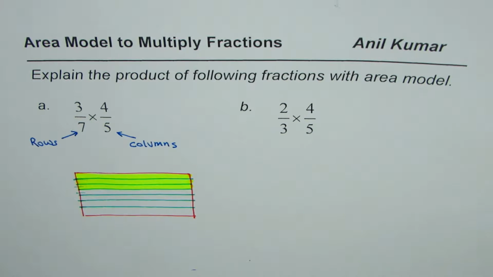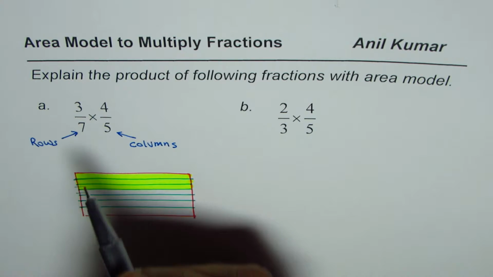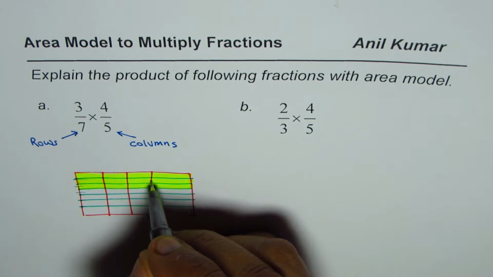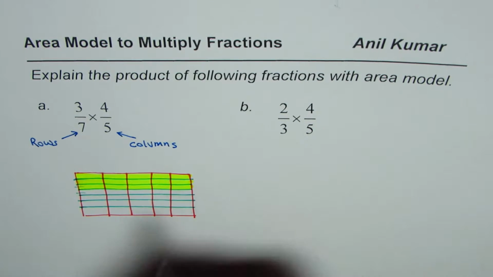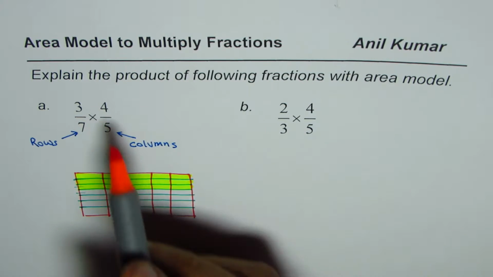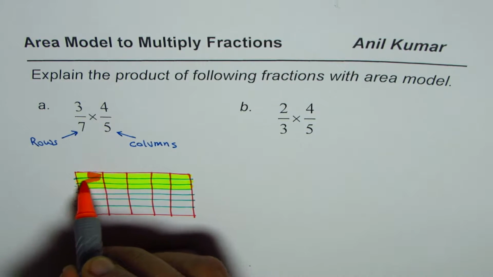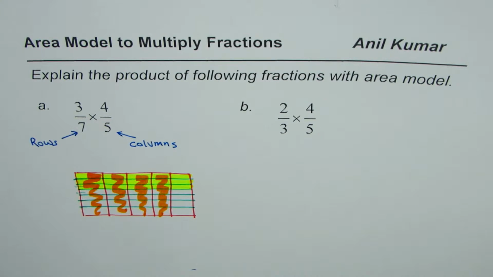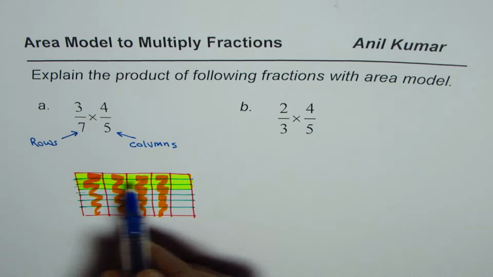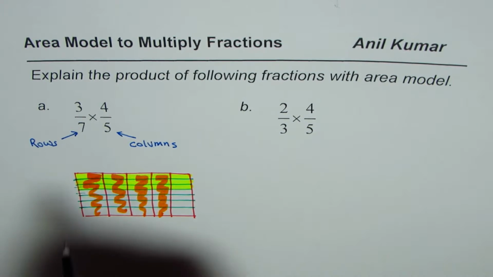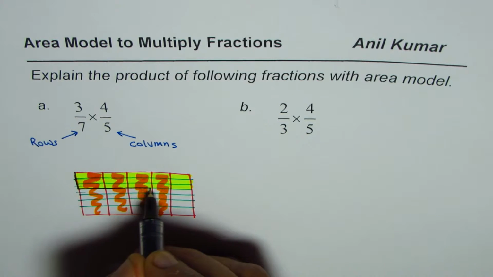Now we will divide this rectangle into 5 columns, right? So this is column number 1, this is column number 2, here we have 3, and then 4 and 5. When we say 4 out of 5, we are going to select 4 columns out of 5. So we select these 4, 1, 2, 3, and 4. The product is the area which is selected in between. So here we can clearly see that the area which has been selected is right there.